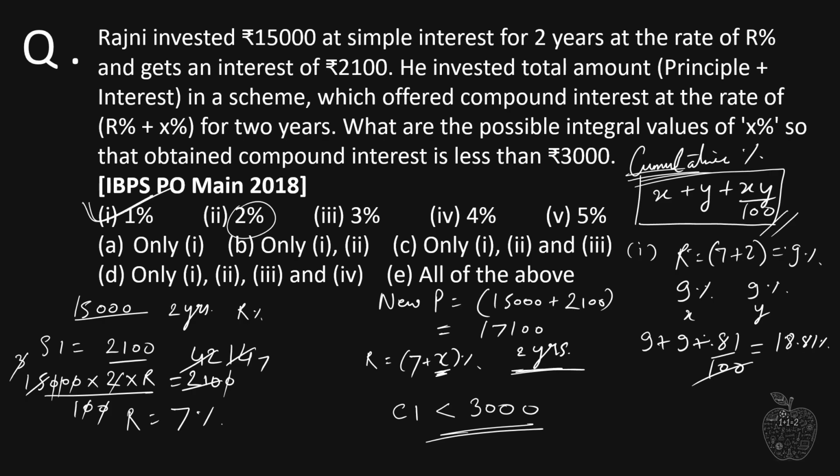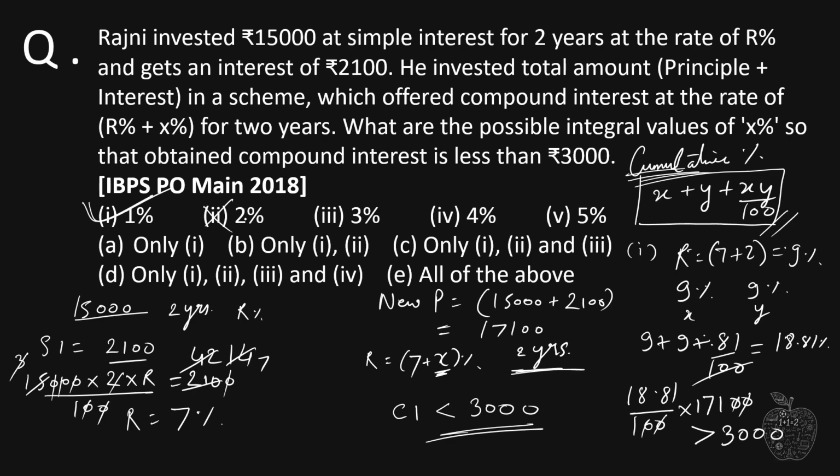18.81%. So the total percent interest is 18.81% of what? Of the principal, which is 17,100. And I have already calculated this value. This comes out to be greater than 3,000. But we needed the value of compound interest to be less than 3,000, and this is greater than 3,000. So that means option 2, 2%, does not satisfy.